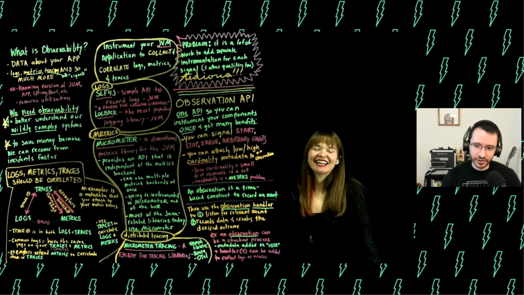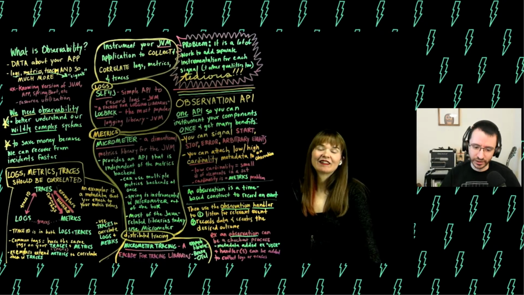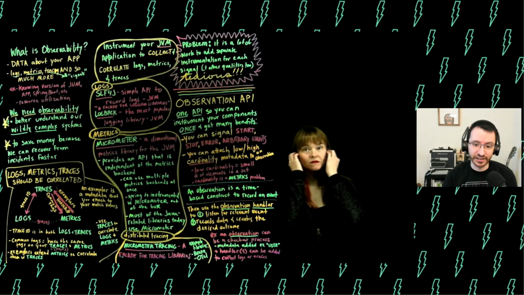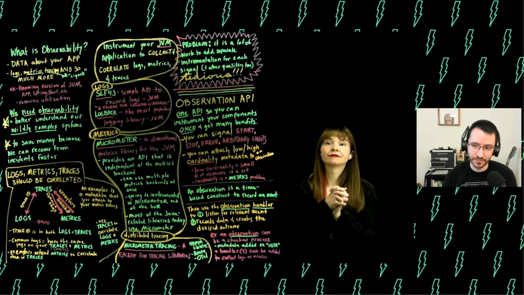So the original thought of this API wasn't just logging, metrics, and distributed tracing. We were like, hey, let's try to record anything that the user wants and basically create any output that the user wants.